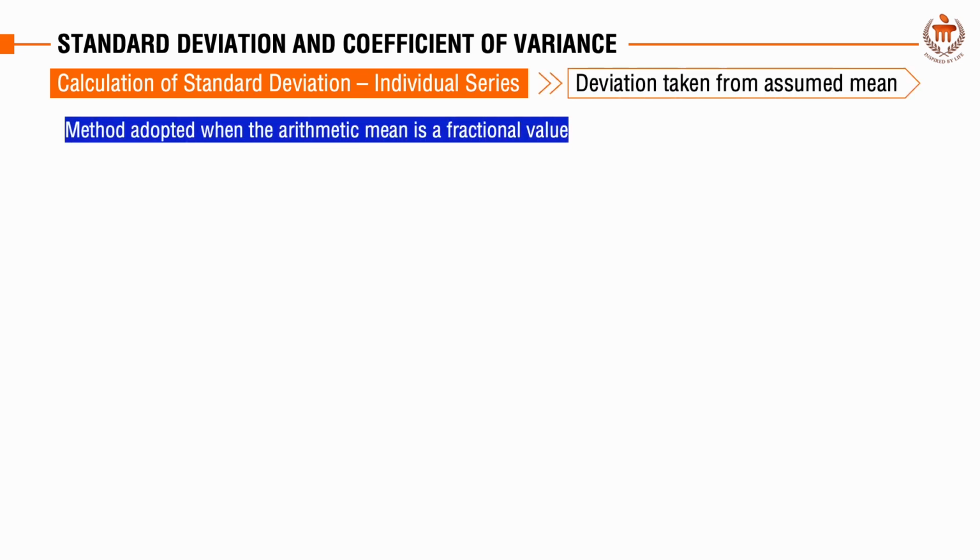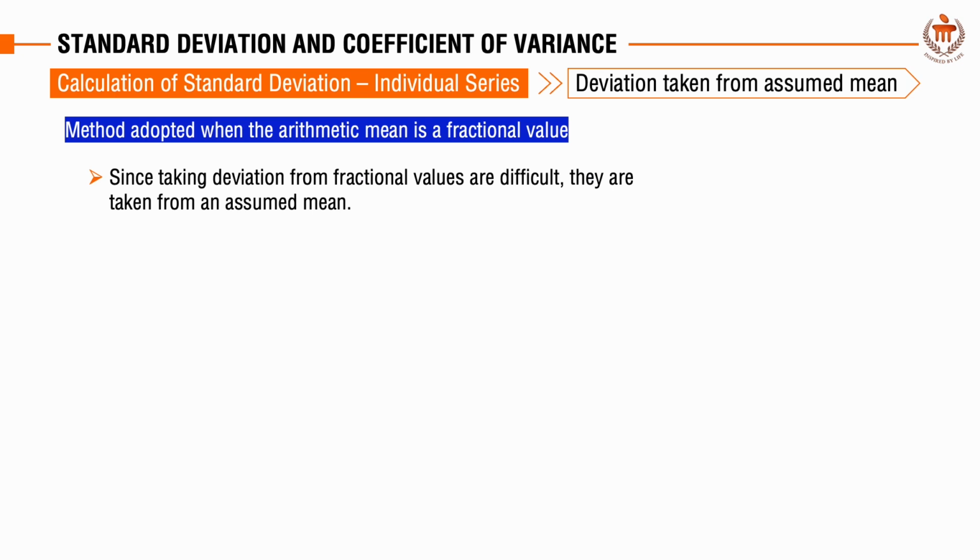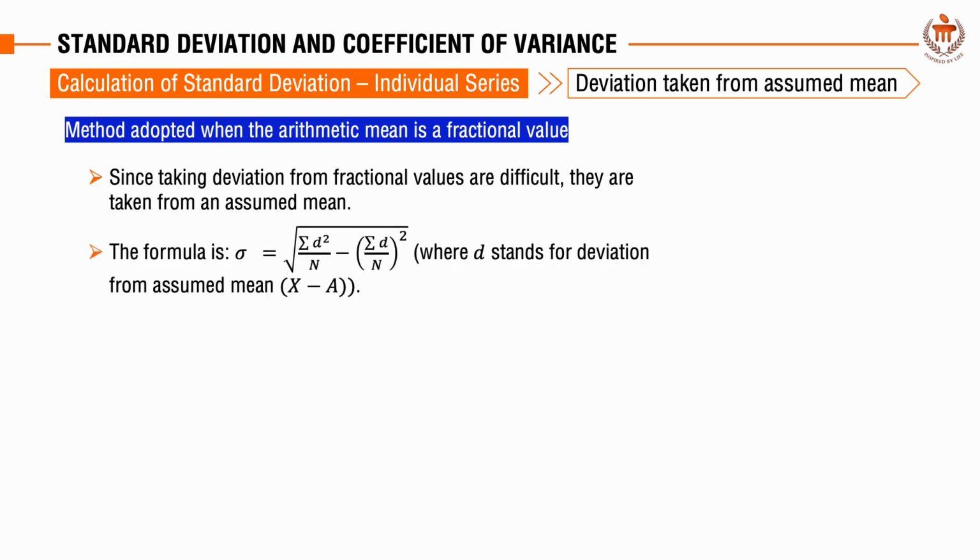Now, discussing the formula when the deviation is taken from the assumed mean. Here the method is adopted when the arithmetic mean is a fractional value. Since taking deviations from a fractional value is difficult, they are taken from the assumed mean. The formula in this scenario would be the square root of summation of d square by capital N, where N is the summation of frequency, minus summation of d by capital N the whole square, where d stands for deviation from the assumed mean.